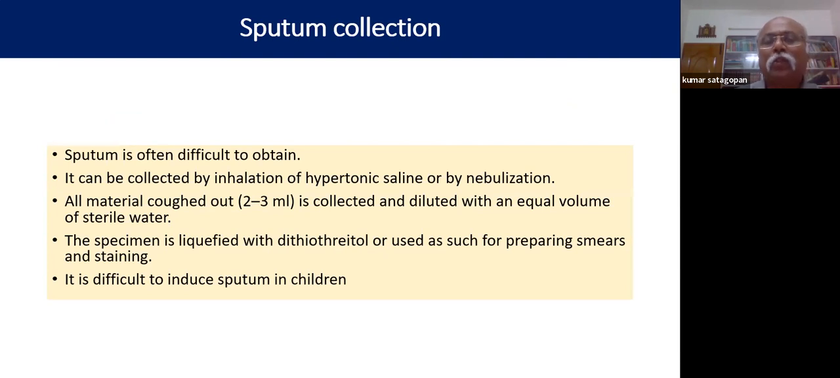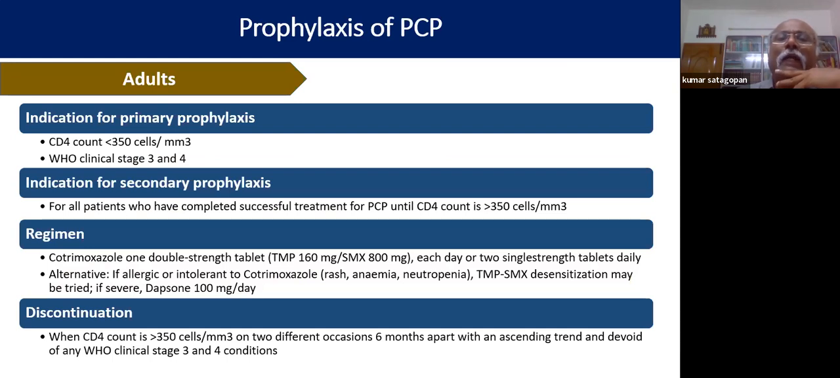So very often it is difficult to obtain. So it can be collected, but it's risky. Then all the material coughed out is collected and diluted with an equal volume of sterile water, and you should use a specific stain. It's difficult to induce sputum in children. Next slide. So this is regarding the lab diagnosis.